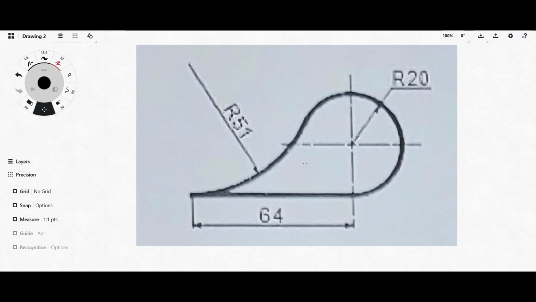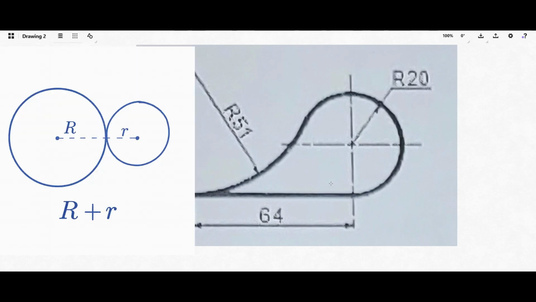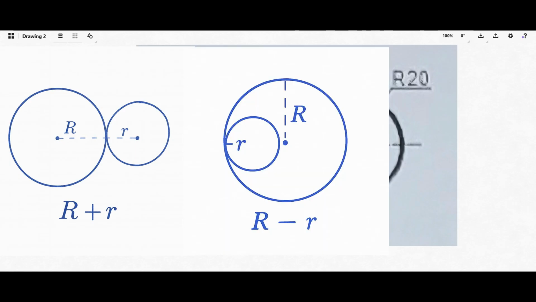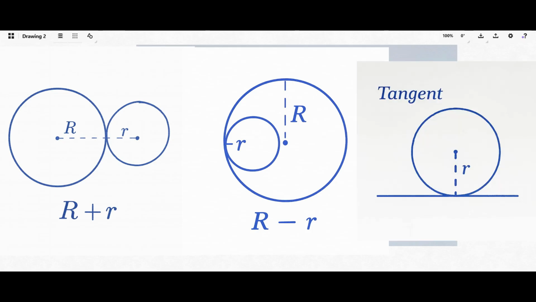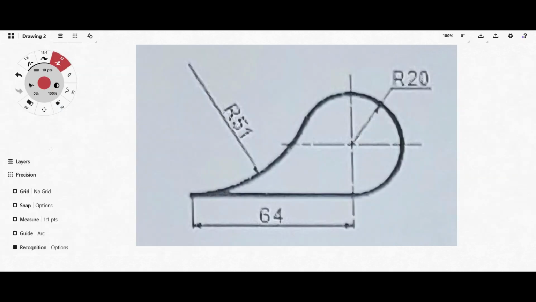So this is a very basic, simple engineering drawing or tangency problem. I think this one uses two of the three basic tangency rules that we have. We have the tangency rule for when two circles touch externally, the rule for when two circles touch internally, and the rule for when a straight line is tangent to a circle.